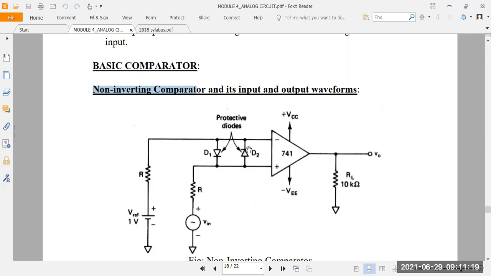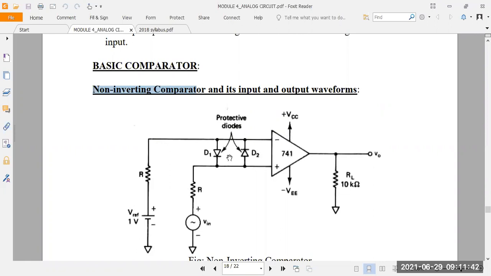So here negative is connected to the inverting terminal, positive is connected to the non-inverting. Here the P type is connected to negative and the N type is connected to positive. Okay, means they have connected two diodes in parallel form here. It acts as a double-ended protective diode.